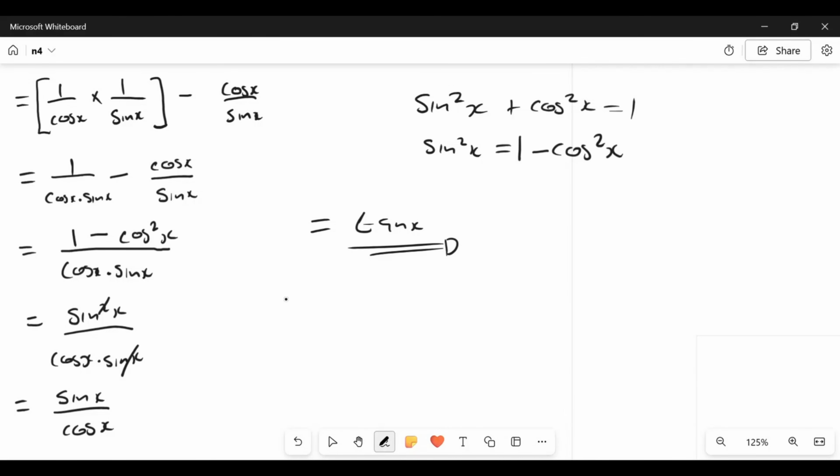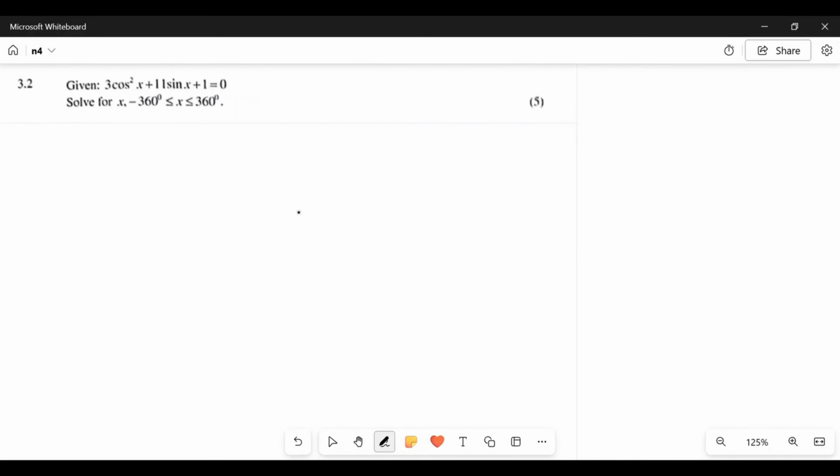All right, people, we are done with 3.1. Let's go and do 3.2. All right, people, let's look at 3.2. So 3.2, we are given the following expression there.